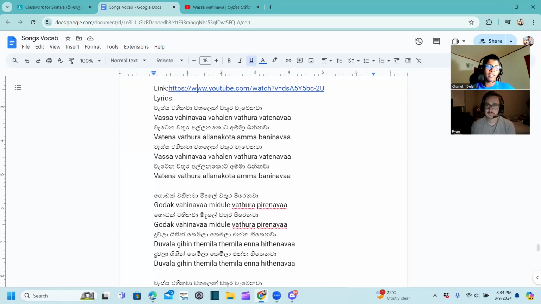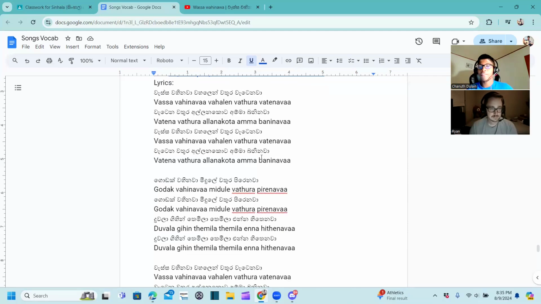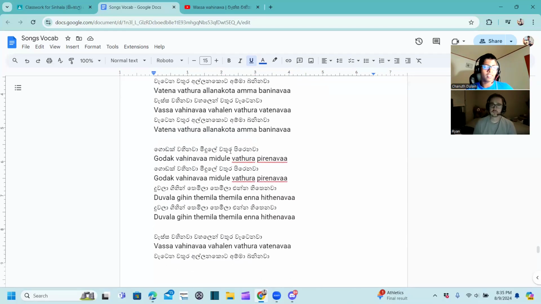And then "Vetana Vatura Allana Kota Amma Banino." So she's trying to touch those water drops whenever it's raining, and then her mom is going to yell, "Why are you doing this?" or "Why did you go outside?" She's trying to have fun, but her mom doesn't want it. So it's basically the same thing here. That's "Vahinavaa." So, one question.